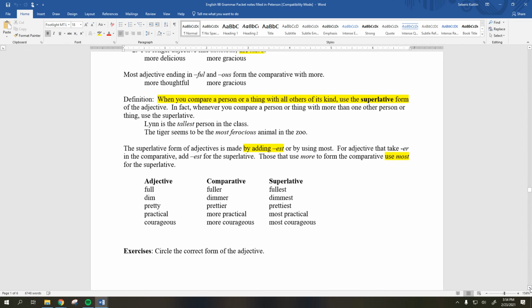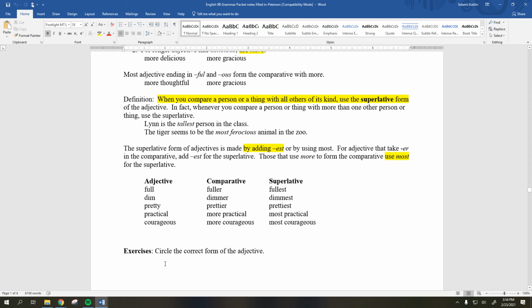Let's go through a couple of examples. Full becomes fuller in the comparative and fullest in the superlative. Dim to dimmer to dimmest. Pretty, prettier, prettiest. Practical, more practical in the comparative and most practical in the superlative. Courageous, comparative, more courageous, and superlative, most courageous.